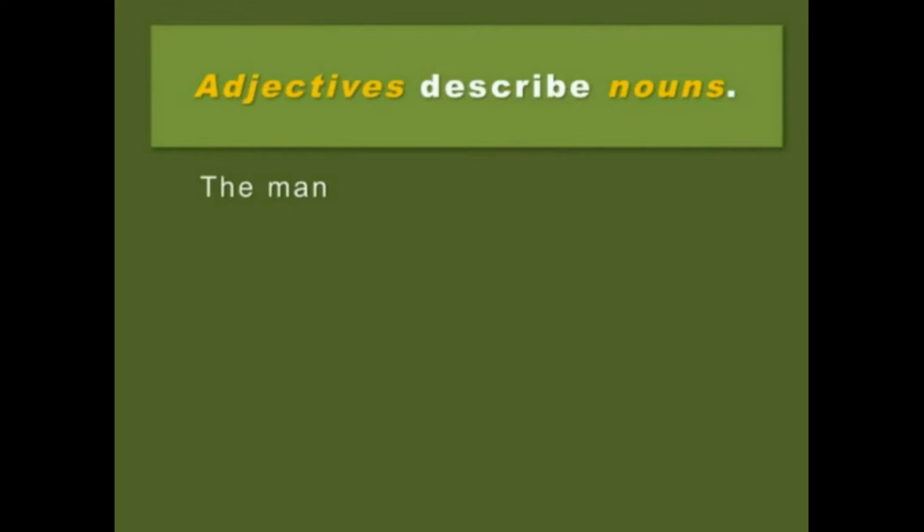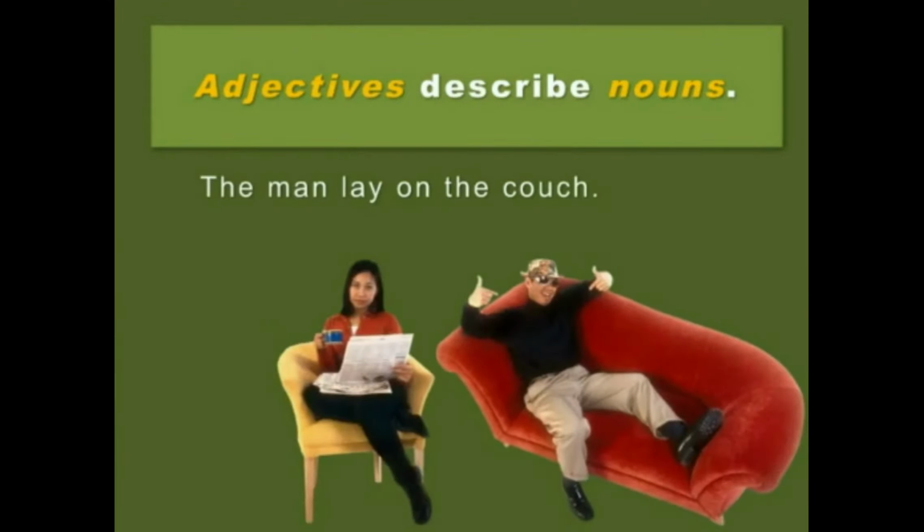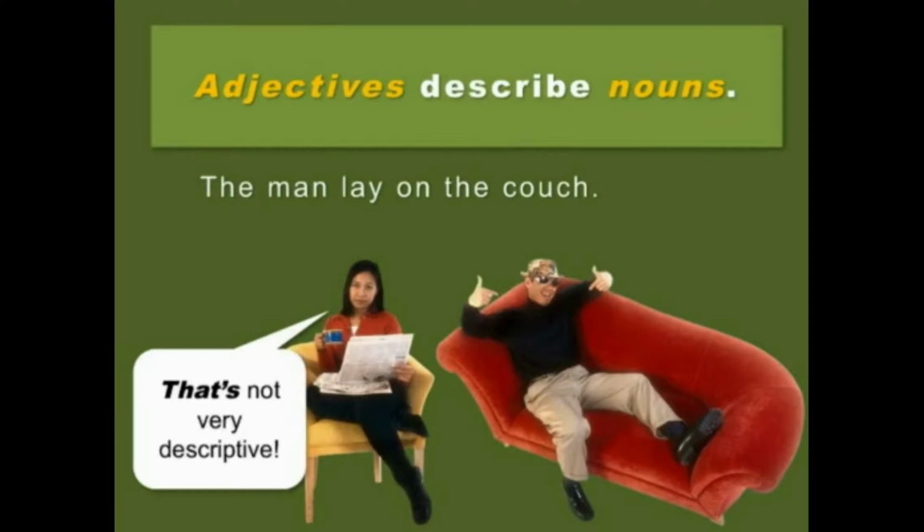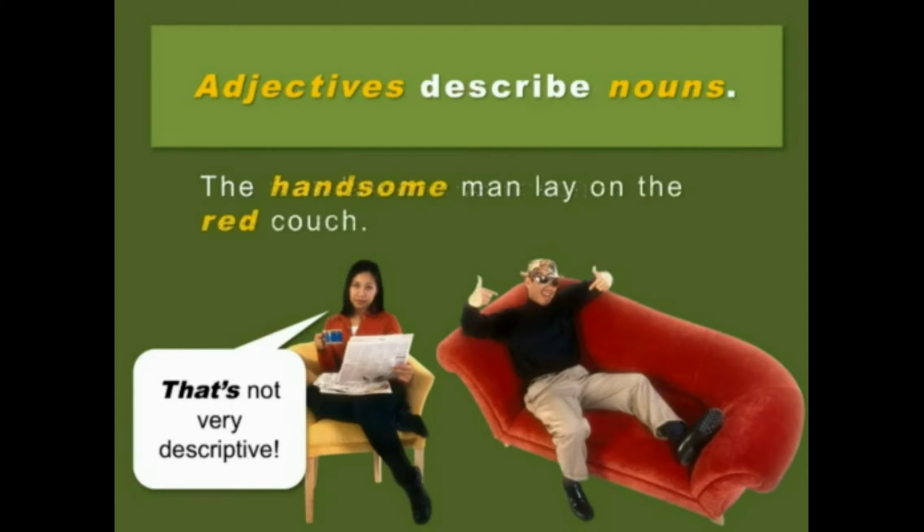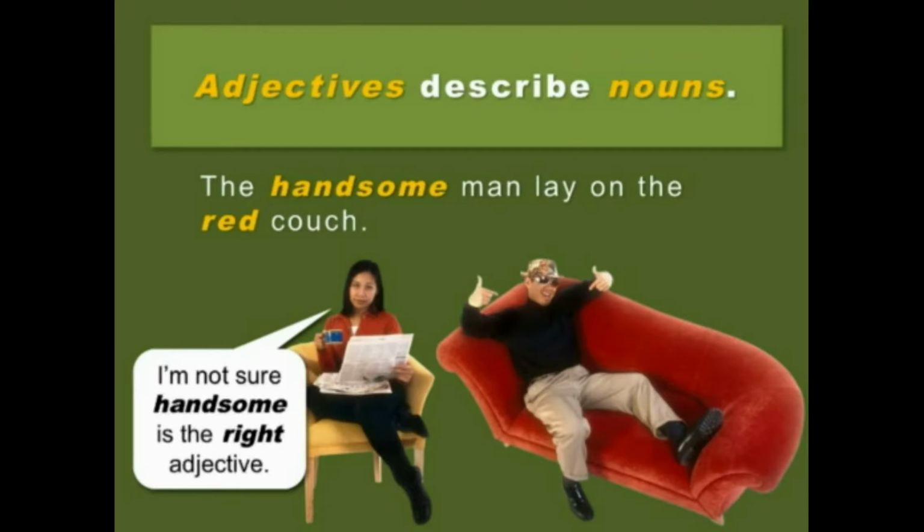So what is an adjective? An adjective describes nouns. So here we have our sentence, the man lay on the couch. It's not very descriptive. We should add adjectives. We've put adjectives before the nouns in the sentence to make it more clear. The handsome man lay on the red couch.